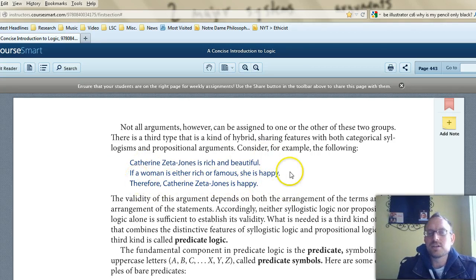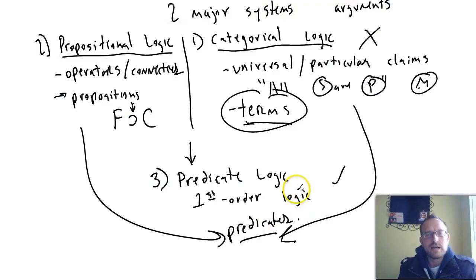Now, you can see that obviously we couldn't use categorical logic here. We'd have to almost force it into categorical form, but it doesn't work. And if you symbolize this using propositional logic, it doesn't work either. So we're going to see that predicate logic allows us to do this. Let's start off with, well, what exactly is a predicate? A lot of today's lesson is going to be explanation, and I'm going to try to go through this slowly with you.